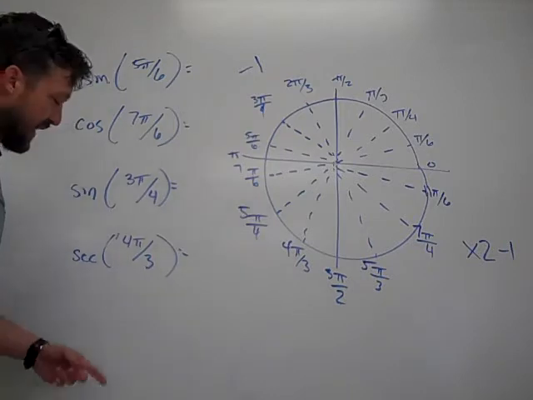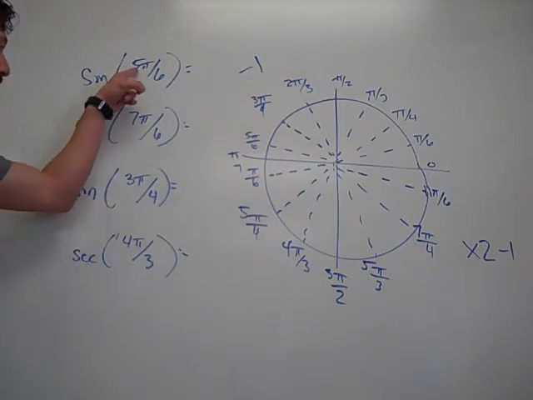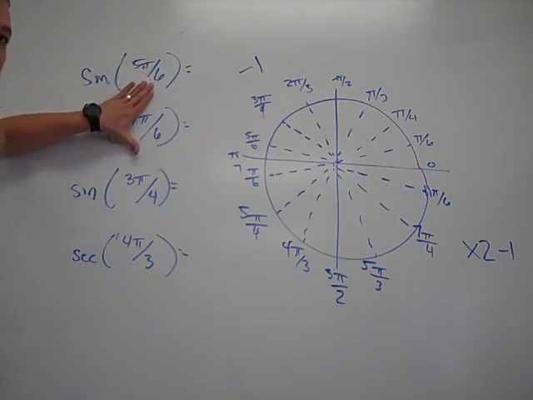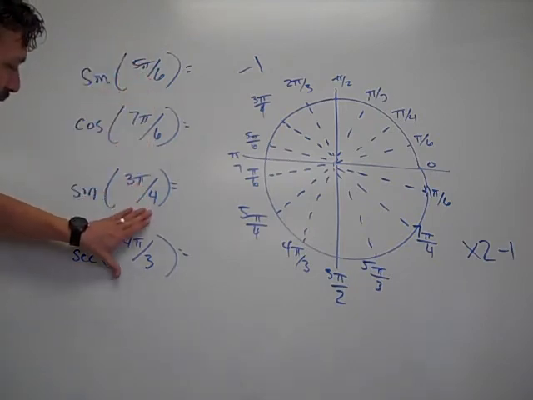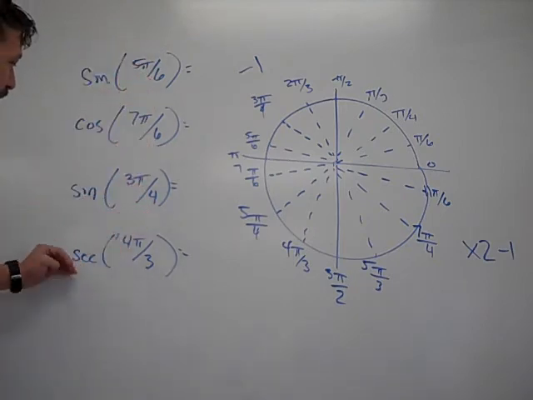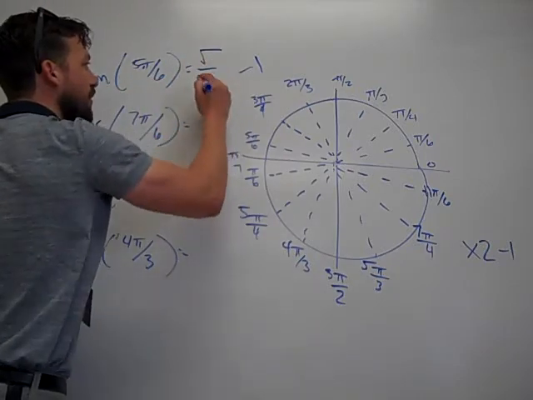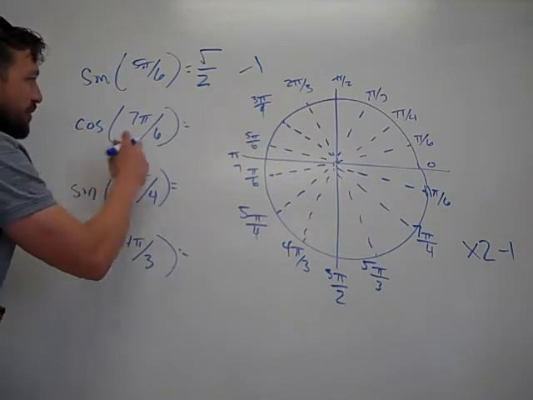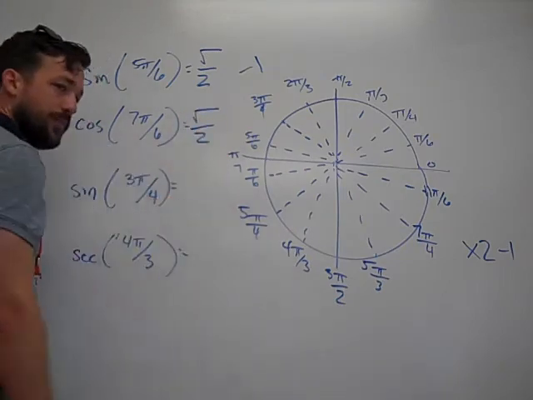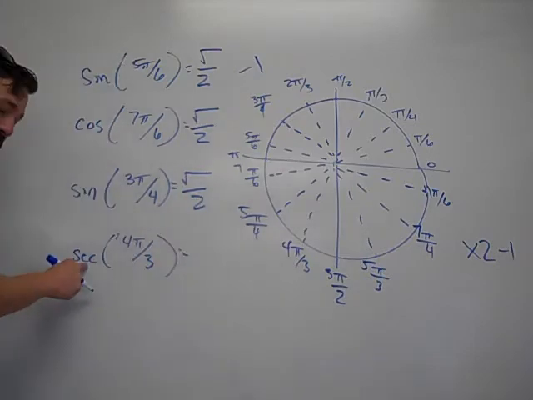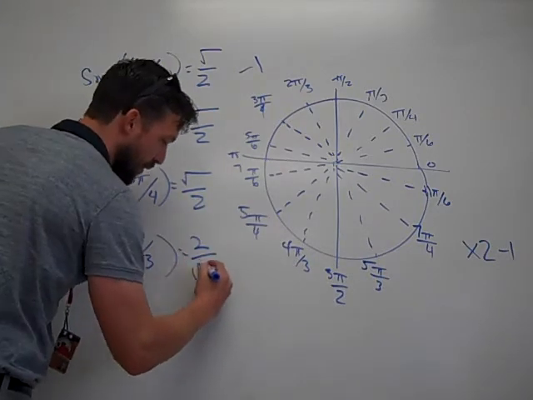So first thing is ignore the numerator number, okay? So here we're going to do pi over 6. Here we're going to do pi over 6. Here we're going to do pi over 4. Here we're going to do pi over 3. And then you follow the rules just as before. So you see a sine, square root over 2. You see cosine, square root over 2. You see sine, square root over 2. You see secant, 2 over square root.